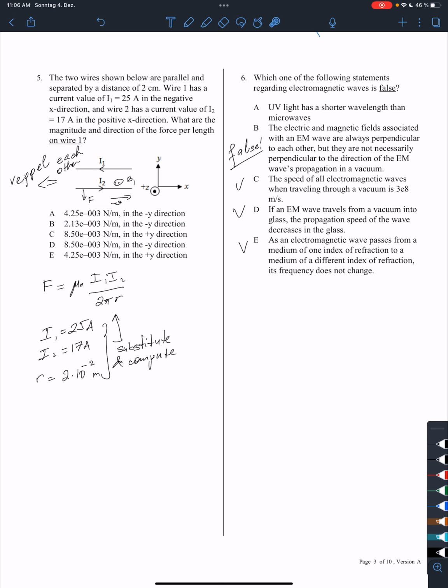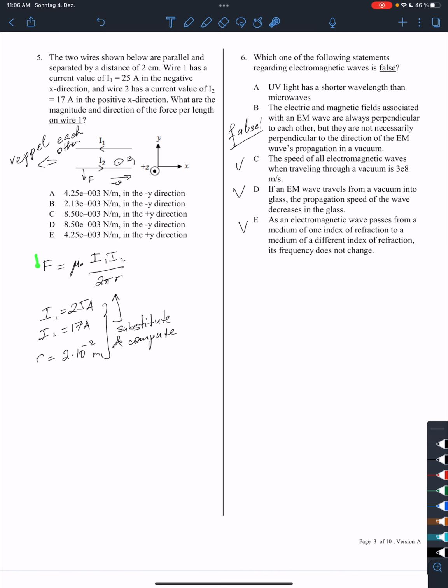Okay, now I need to compute the actual number. I have to remember that the magnetic force between these two wires will be, so here the currents repel each other, right? So the magnetic force is given by this equation. This is mu0 times I1 times I2 divided by 2 pi r, where r is the distance between these two wires. I need to just substitute the numbers which are given over here. I need to remember to use SI units for the distance, and I will get the result. Please compute, check, and see.